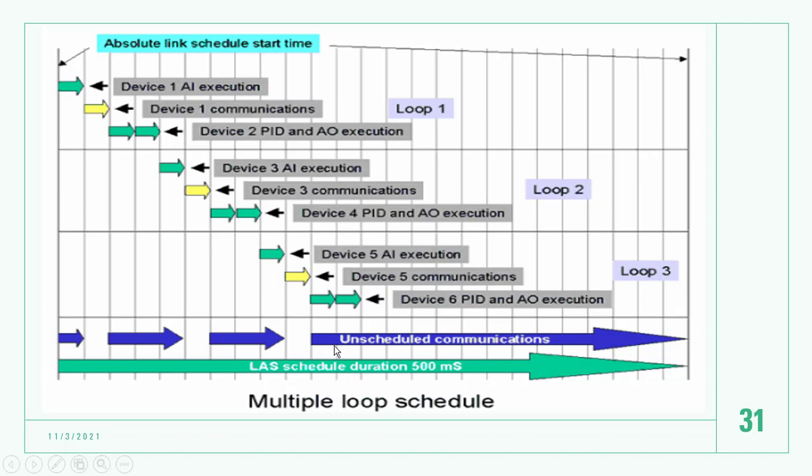Here we can see the unscheduled period between device communications is unscheduled communication. It does not repeat, it is communication just one time. Just look here, this one is unscheduled communication. All of these follow the LAS schedule. Okay.